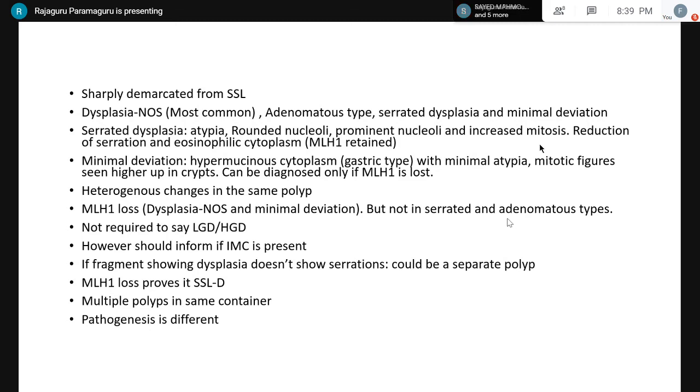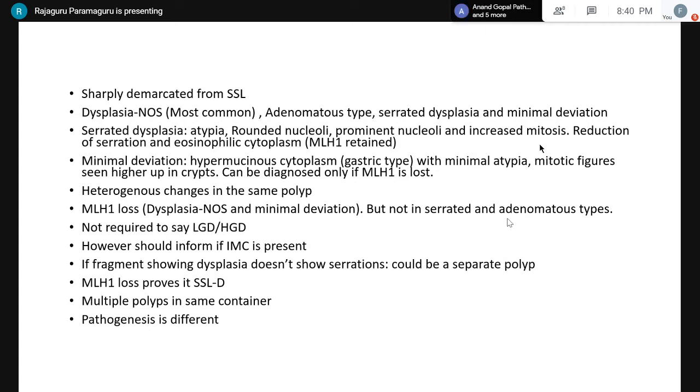And another thing to be noted is that if the same polyp is showing serrations in one place and dysplasia in another place, it is going to be a sessile serrated lesion with dysplasia. If a polyp shows serrations without dysplasia, and a separate polyp shows adenomatous type of dysplasia, it is better not to call it a sessile serrated lesion with dysplasia, but better to call it a separate tubular adenoma, and this a separate sessile serrated lesion. So I hope I'm clear.